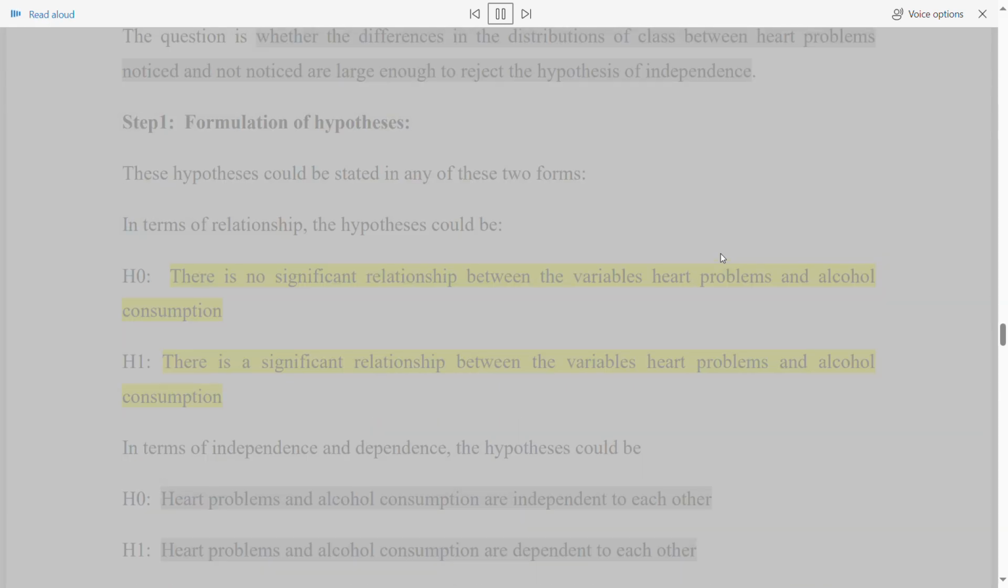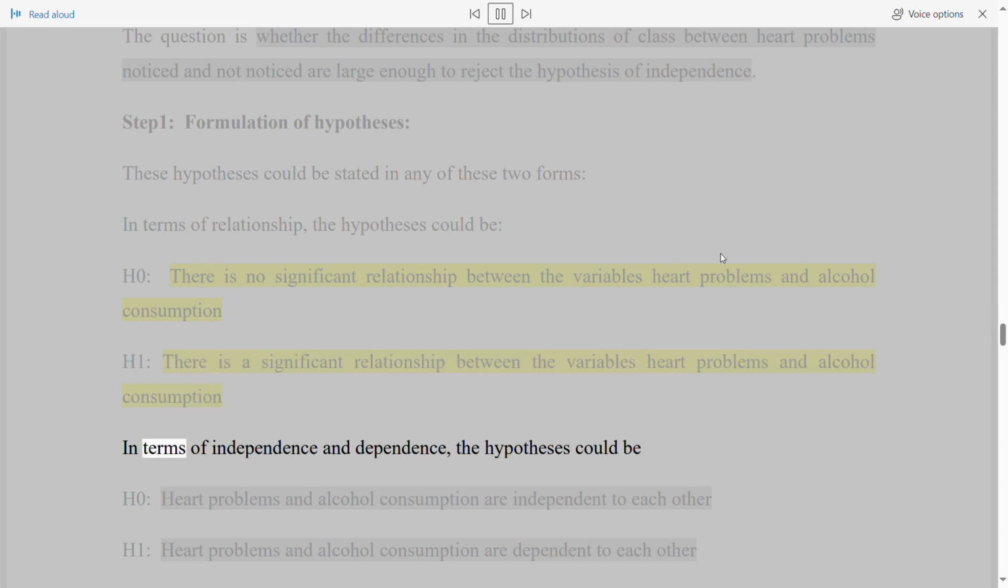The question is whether the differences in the distributions of class between heart problems noticed and not noticed are large enough to reject the hypothesis of independence. Step 1, formulation of hypotheses. These hypotheses could be stated in either of two forms. In terms of relationship, the hypotheses could be H0, there is no significant relationship between the variables heart problems and alcohol consumption. H1, there is a significant relationship between the variables heart problems and alcohol consumption.